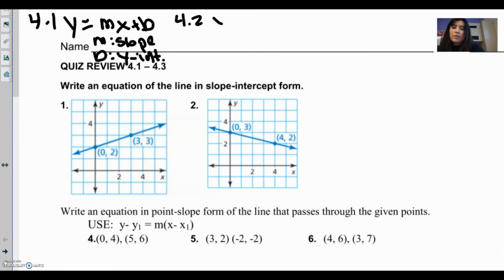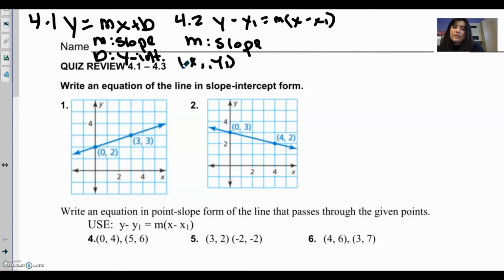4.2, that was all about point slope form, so that's y minus y1 equals m times x minus x1. M again is slope, it's always slope. And then x1, y1 is just another way of saying to pick a point. So I'm going to say that'll be some number, comma some number. You should always know that your ordered pairs or coordinate points are x, y.